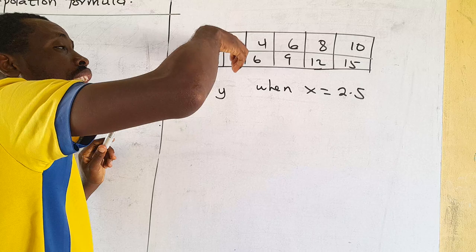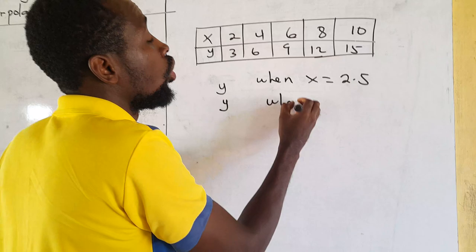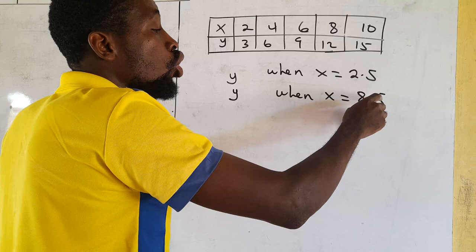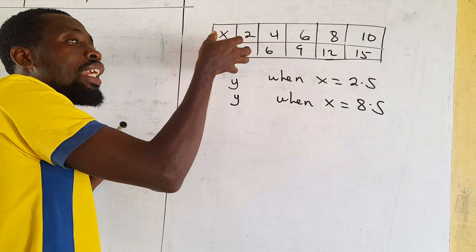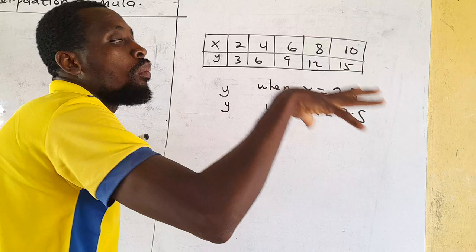And we use the backward formula, let's say, to find y when x is 8.5. You see that it occurs at the tail end of the table, so in that case we use the backward difference. Please, if you use forward difference for this, your value might not be correct, and when you use backward difference for the other, it will not be correct. So when the value you are asked to find occurs at the beginning of the table, you use the forward difference formula. When it occurs at the tail end of the table, you use the backward difference formula. I hope you get that.